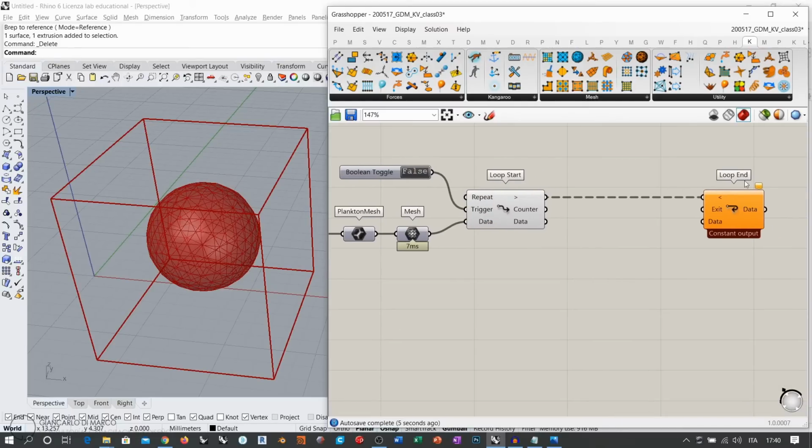Okay, and the loop end makes the loop exit when exit is set to true. So if I use the same Boolean toggle here, I will have the loop not starting, but it's false, so it won't exit.